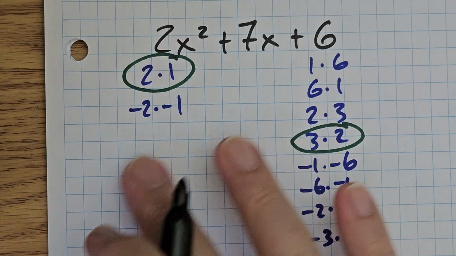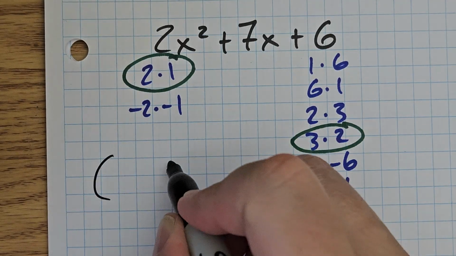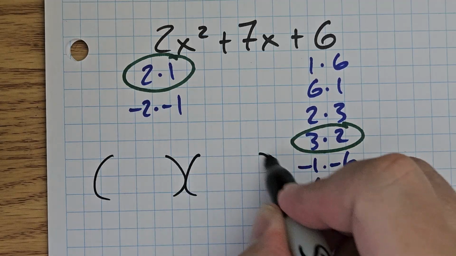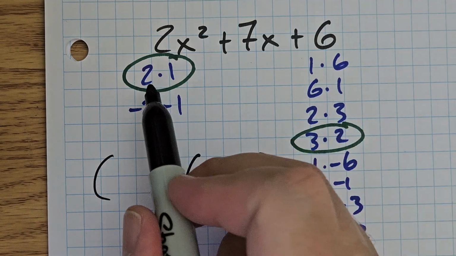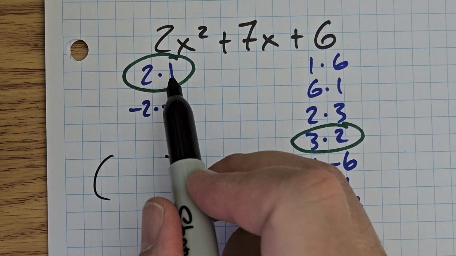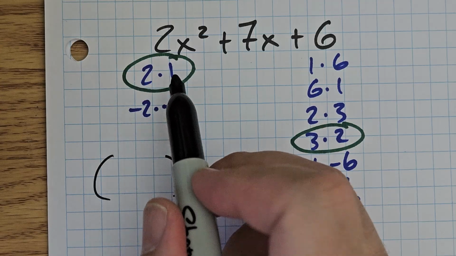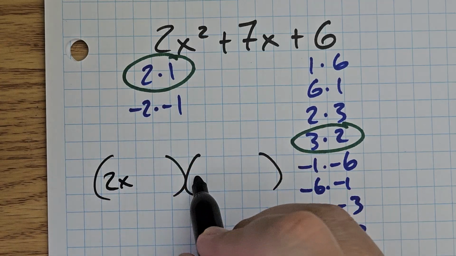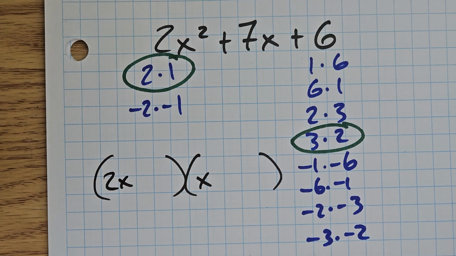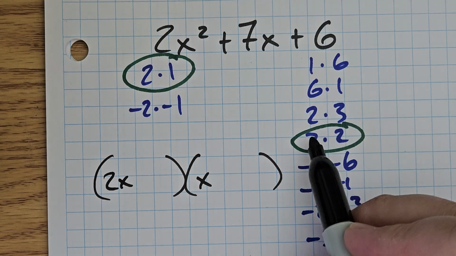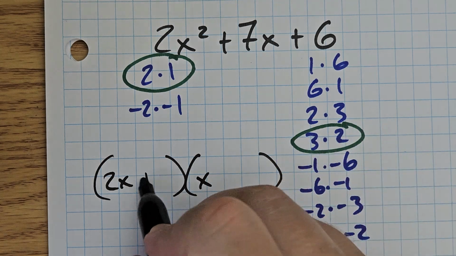I want to keep it on camera, so I'll just go right here. I'm going to write my two linear binomial factors. These two numbers are going to be the coefficients of x, so I've got a 2x and a 1x for my first term of each of those. And these are going to be the constant terms, so I've got a +3 and a +2.